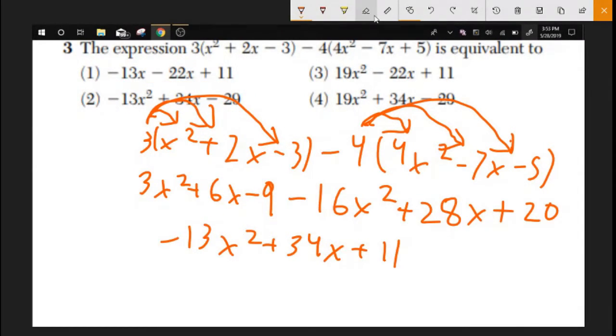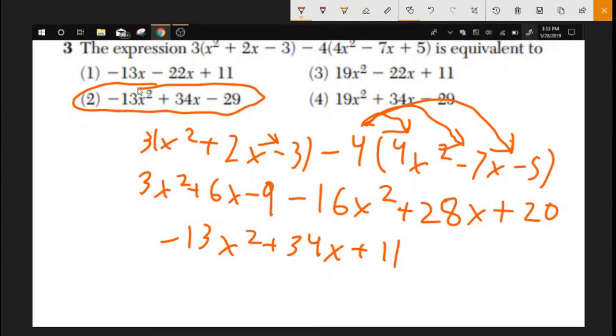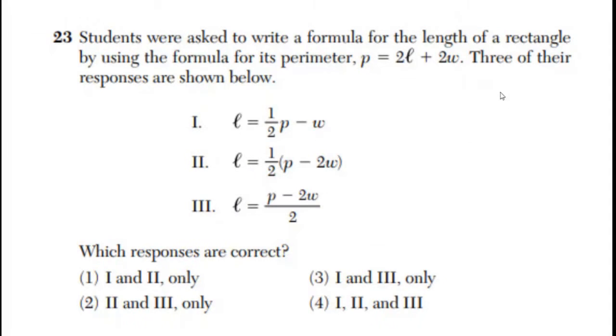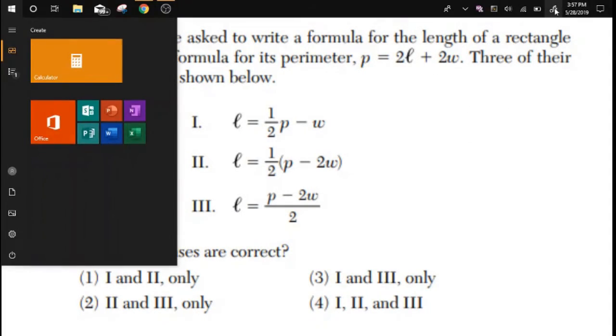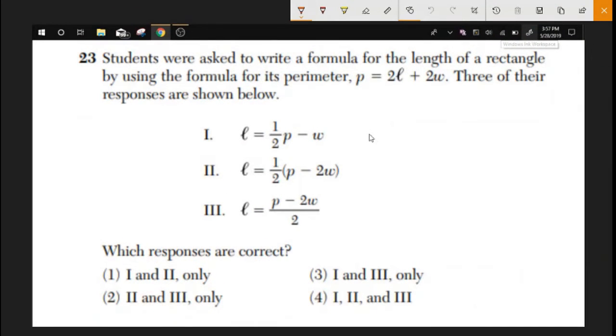Yeah, hold on. Let me just erase some of the work here, and then we can circle our answer right here. All right, on to the next question. Students were asked to write a formula for the length of a rectangle by using the formula for its perimeter, P equals 2L plus 2W. 3 of their responses are shown below. Here's the 3 responses, and we have to know which responses are correct.